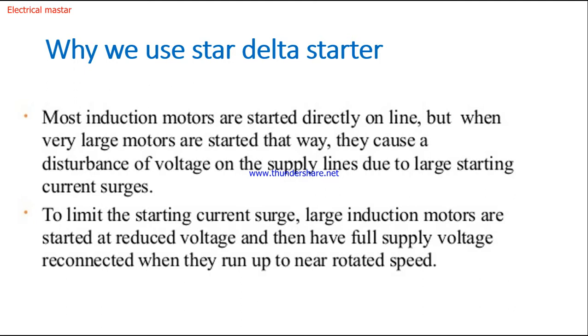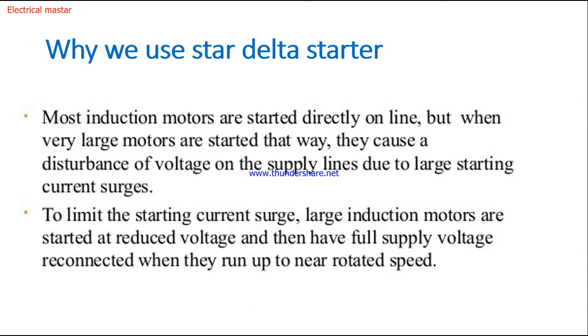The reason is that it consumes a high starting current. Normally an induction motor's starting current will be 6 to 7 times the full load current. Due to that large starting current, it disturbs the supply voltage, so a voltage drop will occur in the main supply. To avoid that voltage drop, we use the star delta starter. This star delta starter reduces the starting current up to 2 times the full load current.